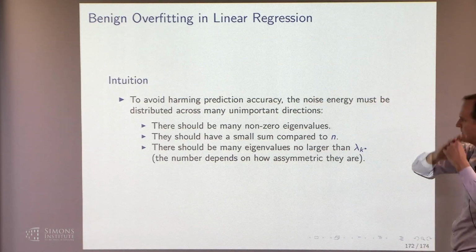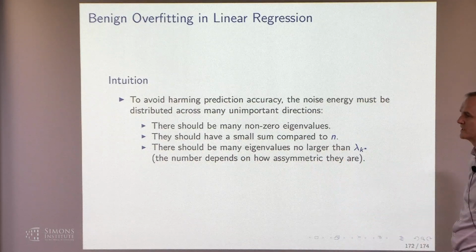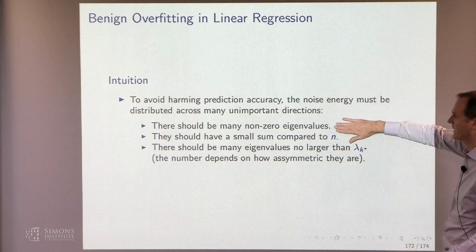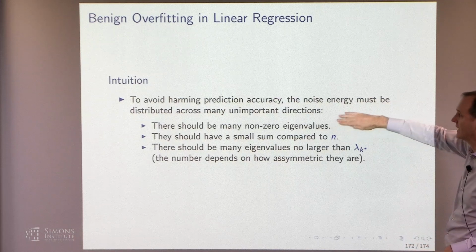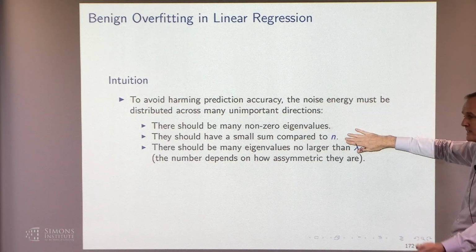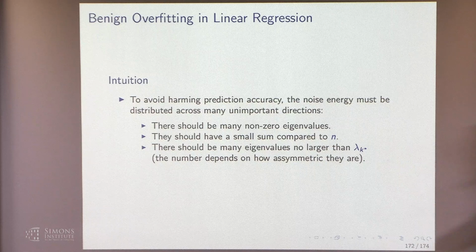So the noise energy has to be distributed across lots of unimportant directions, which addresses your question in a very precise way. There have to be lots of non-zero eigenvalues. They should have a small sum compared to the sample size. And there should be lots of eigenvalues that are not much bigger than this lambda k star, the point at which you cut off. So you need a rather constant tail of many, many eigenvalues in the covariance in order to be able to hide the noise in those directions. And it's an if and only if. There are upper and lower bounds for that.